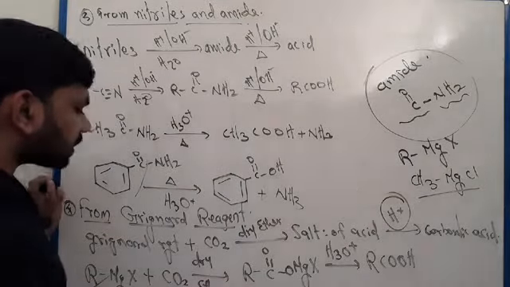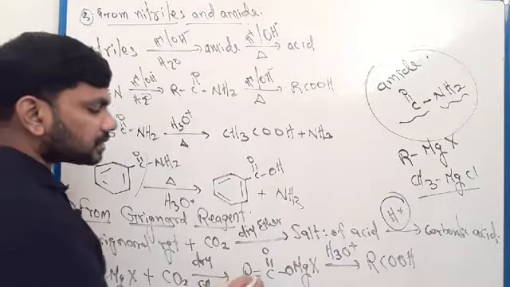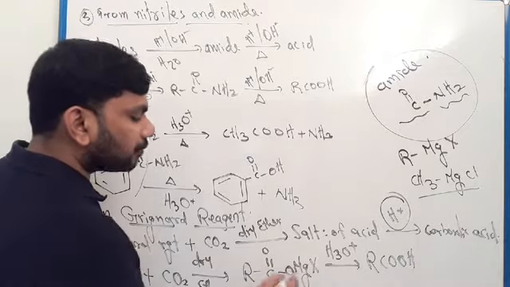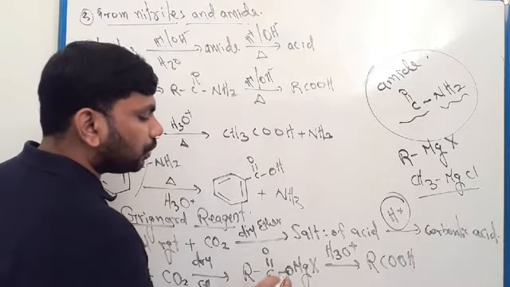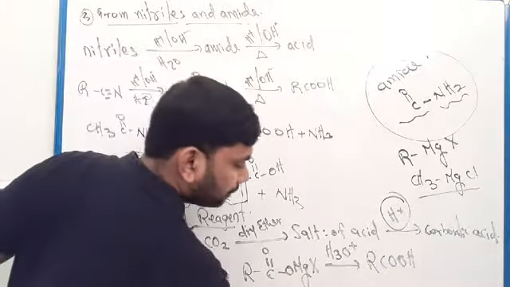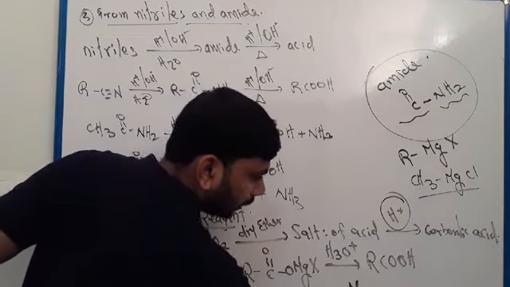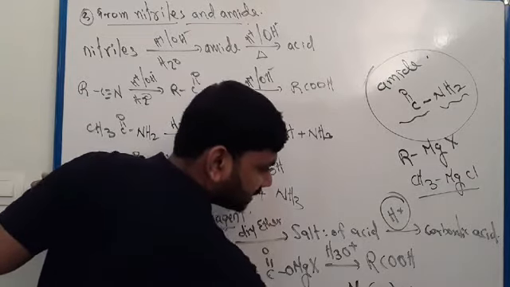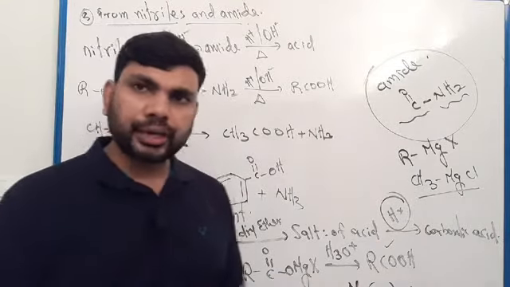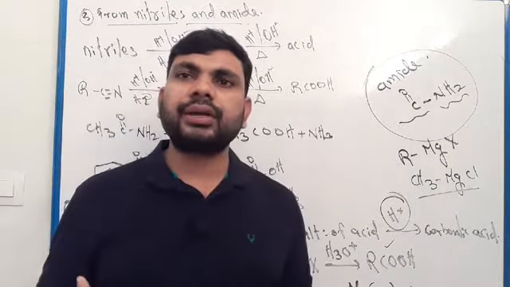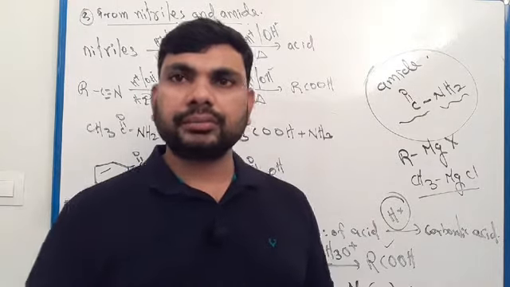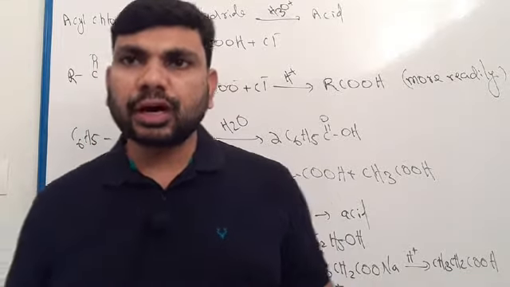Here RMgX, carbon dioxide, dry ether gives RC double bond O, OMgX, the salt of carboxylic acid. After hydrolysis, RC double bond O, OH. And the MgOH will be a side product. So carboxylic acid will be the major product, and the Grignard reagent can be changed to carboxylic acid. Clear? Okay, next one, method of preparation of carboxylic acid.